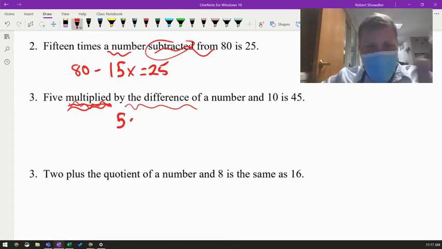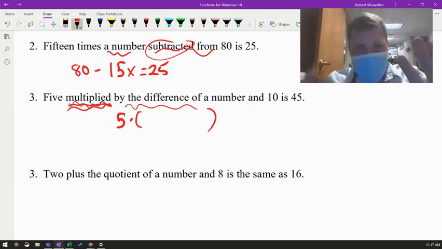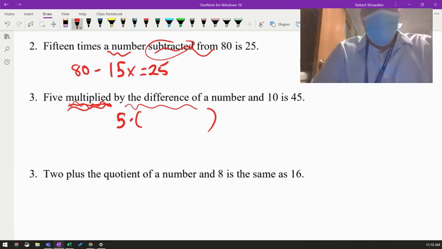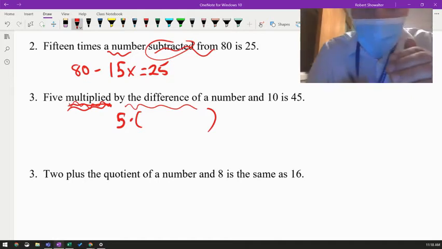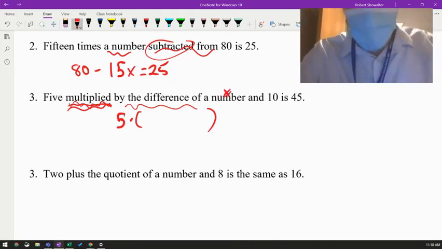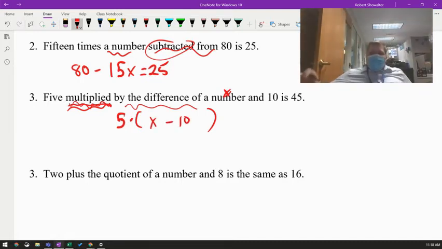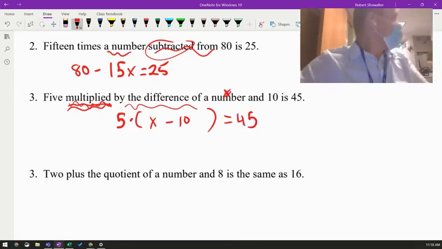So 5 multiplied by the difference. We have 2 operators there. So 5 multiplied, so we're going to have parentheses. 2 operations right next to each other, typically we have parentheses. By the difference of a number and 10. Again, difference of a number would be a variable, and 10. Those are going to be in order, left to right. And then is equals, right? And then 45. There we go.